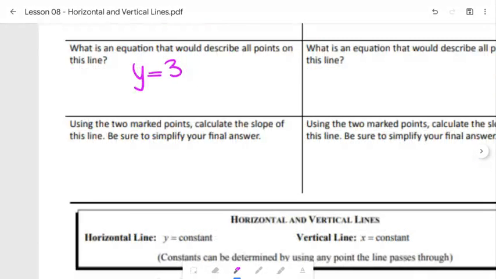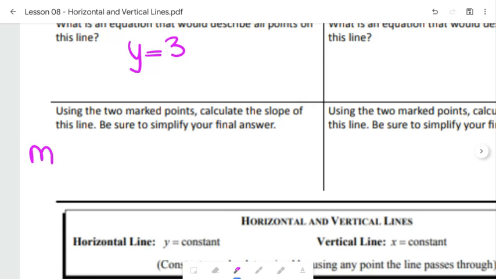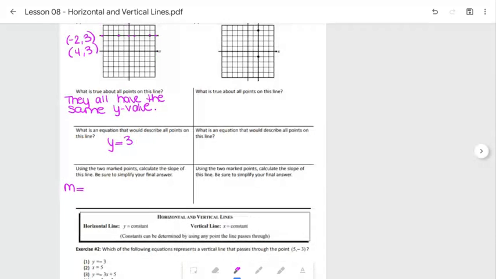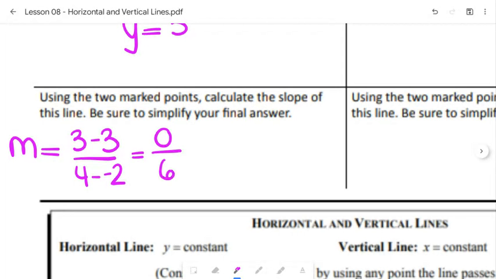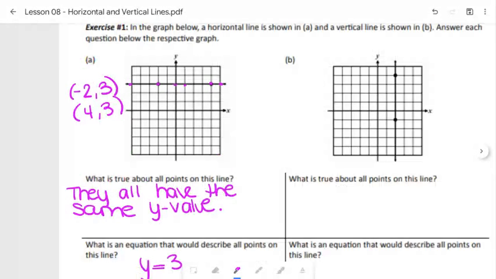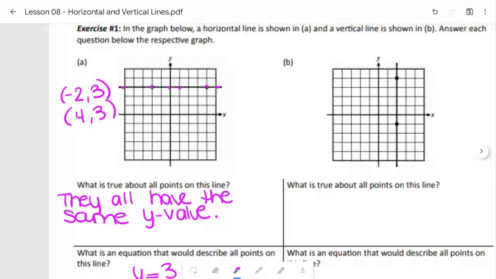So if we were to calculate the slope just to see if that all works out, if I took the 2 points that we started with, (-2, 3) and (4, 3), we would have 3 subtract 3 over 4 subtract -2. So I have 0 divided by 6, which is just 0. So my slope would be 0. And that should make sense because if I look back to that line, it's not going up or down at all. It's just staying flat. So it's going to be 0 there.